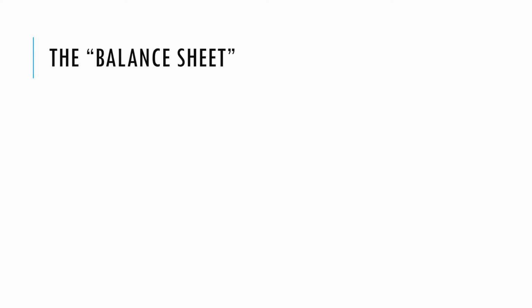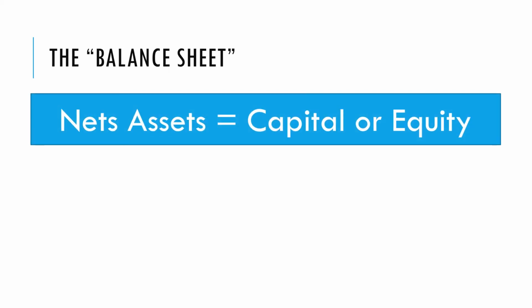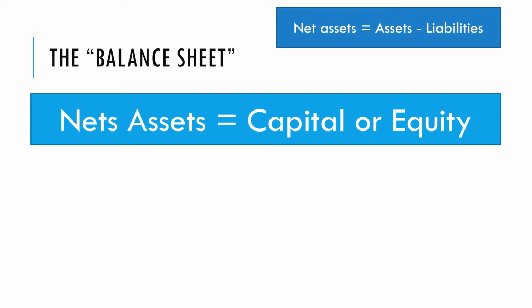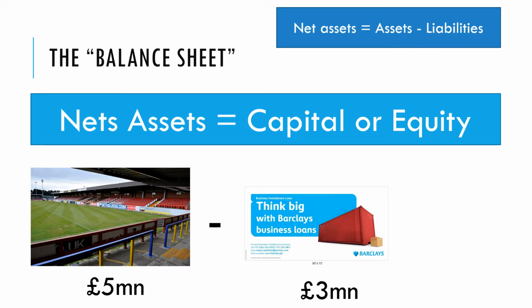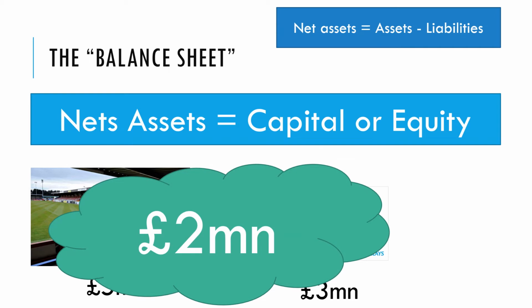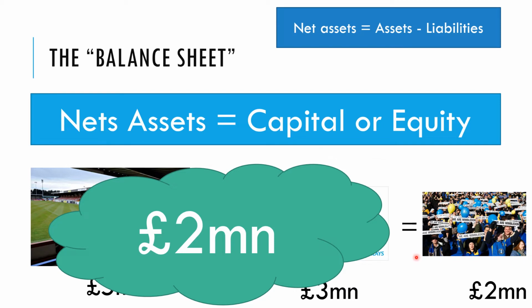So if we take this a step further, we can say that net assets, the worth of the business, remembering that net assets is assets minus liabilities, would equal the capital or the equity that belongs to the shareholders. So just to continue our example, the net assets would be the asset, £5 million, minus the liability, £3 million. So the net assets are worth £2 million. And if we remember how much the shareholders invested in our example, well, they invested £2 million. So the net assets will always equal the shareholders' funds or the equity capital belonging to shareholders. And that is why our balance sheet balances.